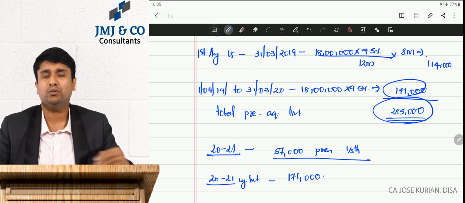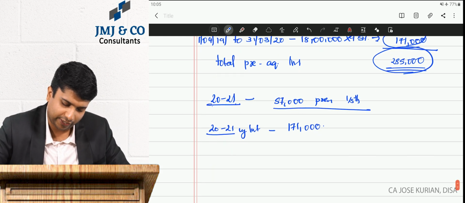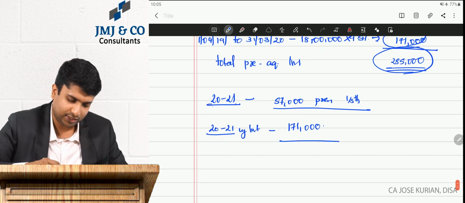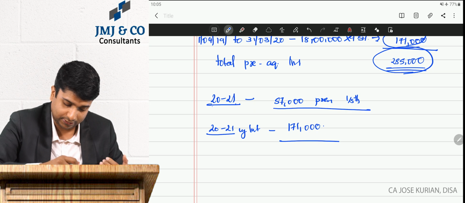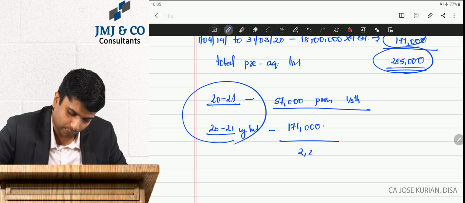because current year you have accrued an interest, right? You have to pay it, but you haven't paid anything. So definitely that is also claimable. So what is the total interest in 2020-21 as a deduction? 57,000 plus 1,71,000, and it would be 2,28,000. This is the actual interest.